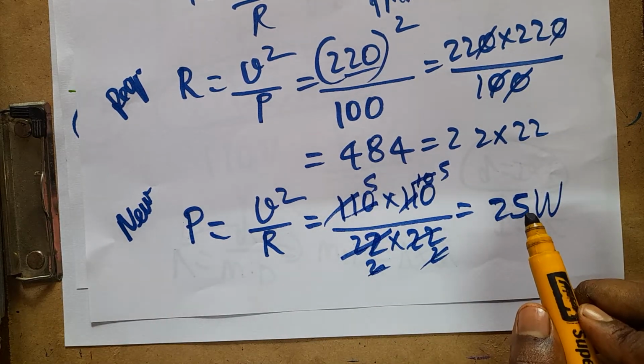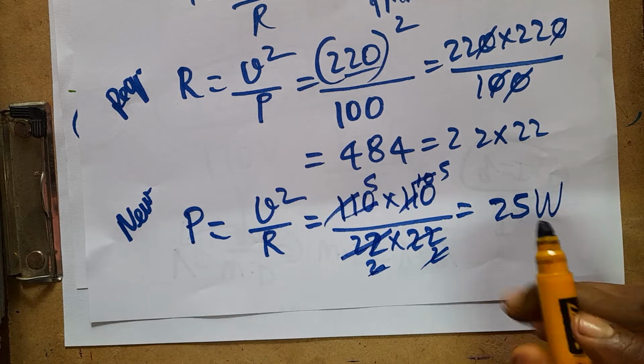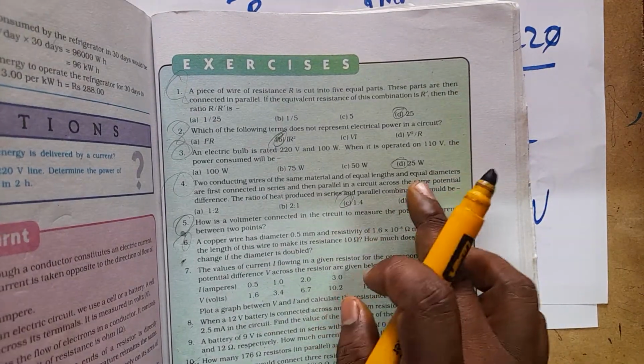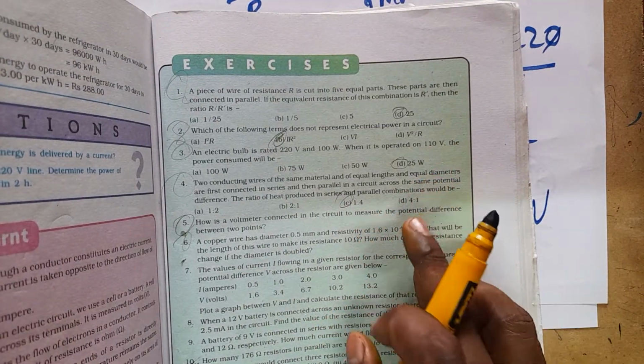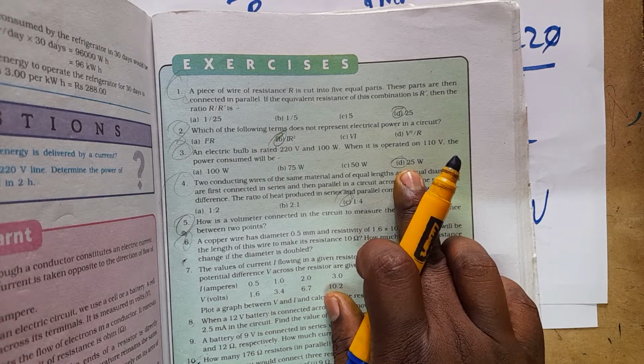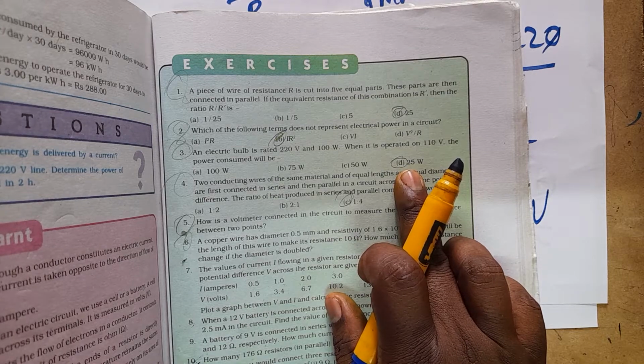Now the third answer is 25 watt. Each and every MCQ has a lot of explanation, especially the book back ones. Sometimes this kind of problem they will ask in 2 marks or 3 marks also. The answer will be 25 watt for the third one. Now I am going to do the fourth one.